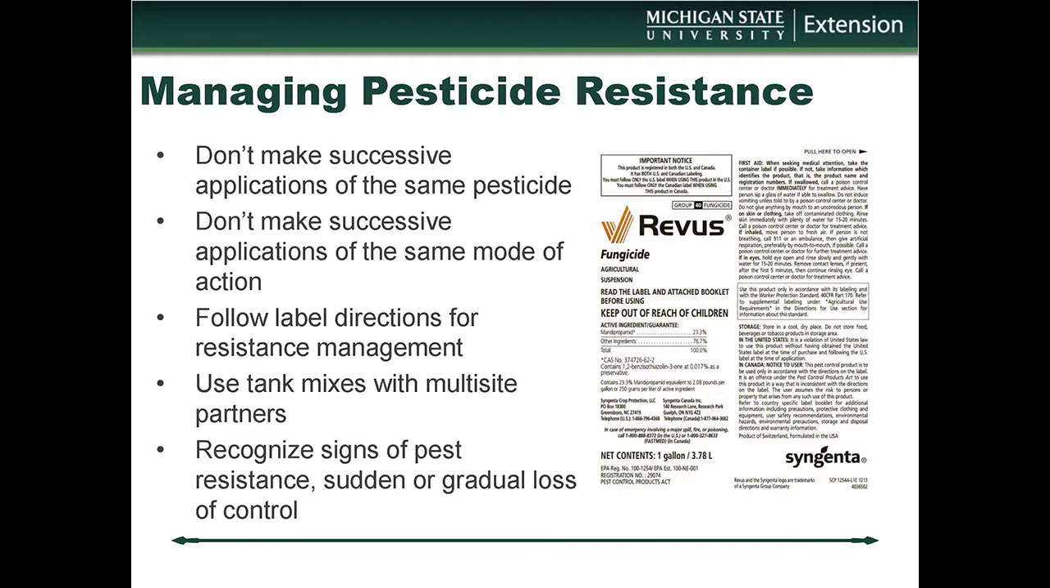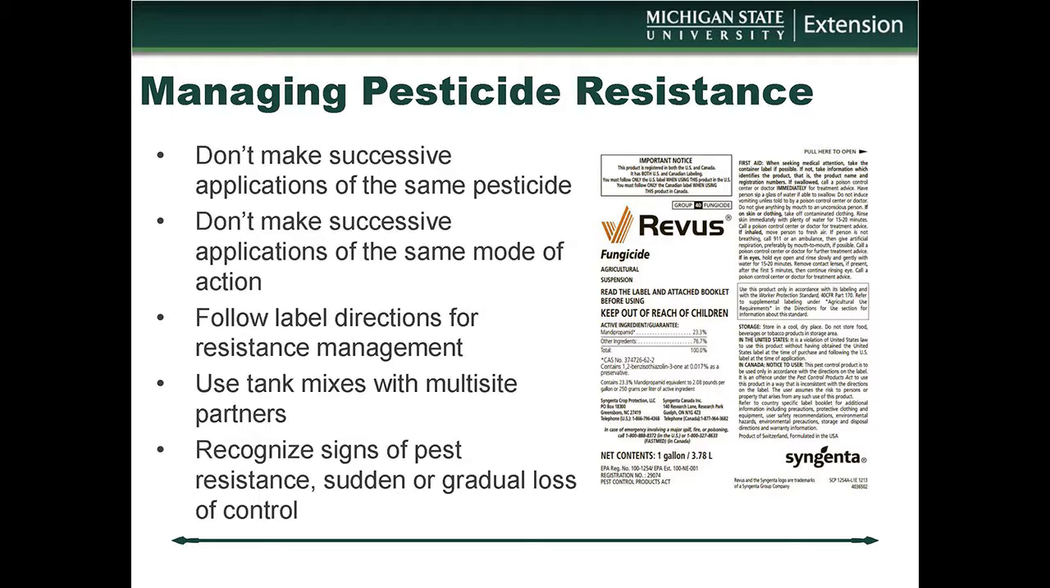Managing pesticide resistance. Don't make successive applications of the same pesticide. Most of our fungicides and insecticides now have a group number on the label. That group number is an indicator of the mode of action of that pesticide. You don't want to make successive applications that have that same number. Now that's not between fungicides and insecticides, it's just within that group.